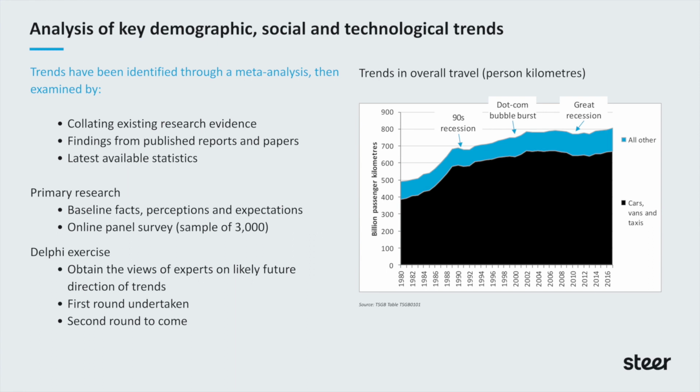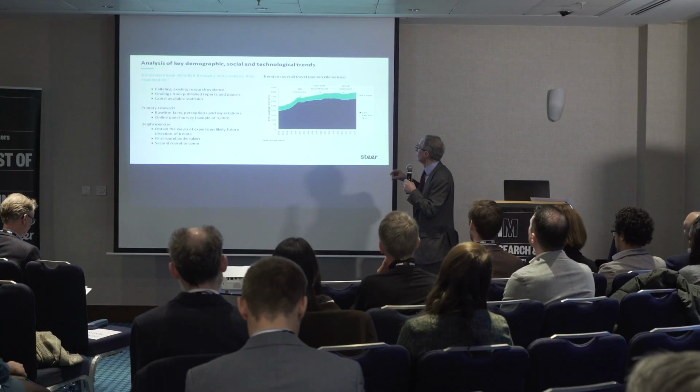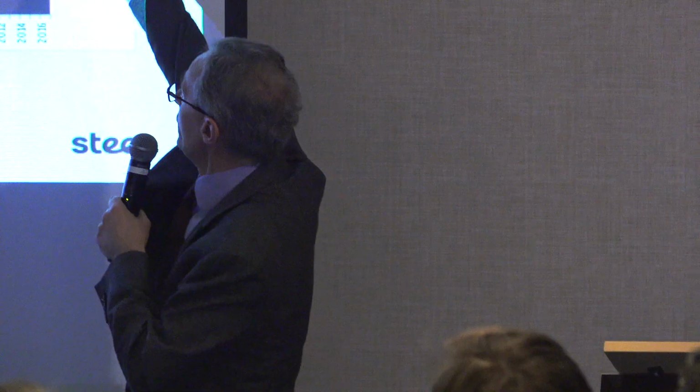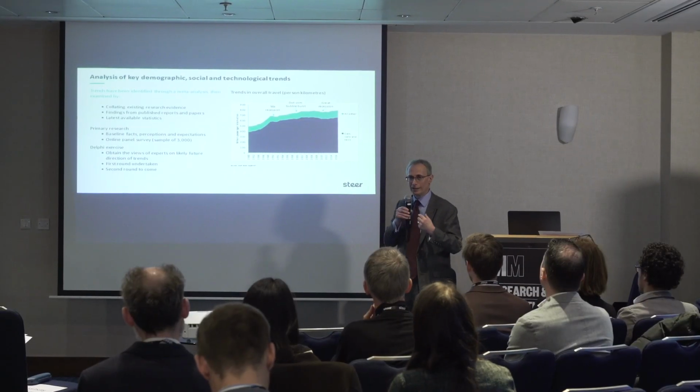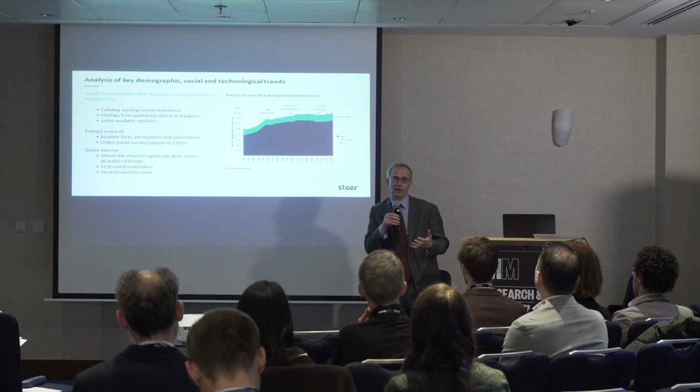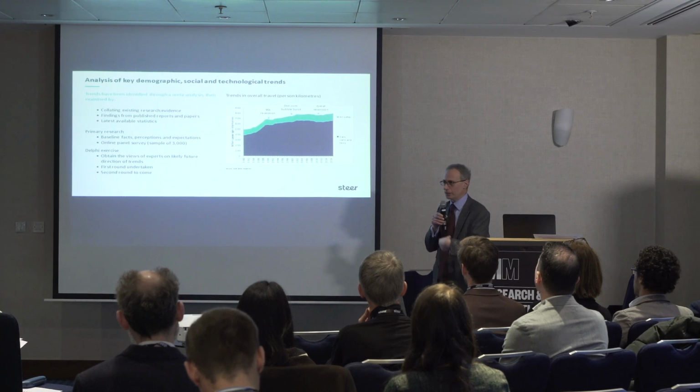As I say, one of the things we've been doing is collecting research evidence, that's published reports, but also we've been really keen to collect the very latest available statistics. And this chart helps to illustrate why we want to do that. You'll see the last couple of years, the amount of travel has been increasing. And yet, when we looked at some of the reports that were written, they were talking about trying to explain a reduction in travel. That was just a few years ago, and now things are completely different.